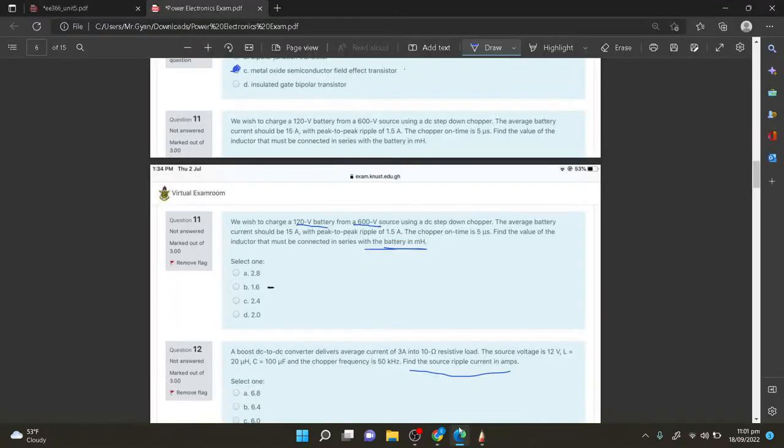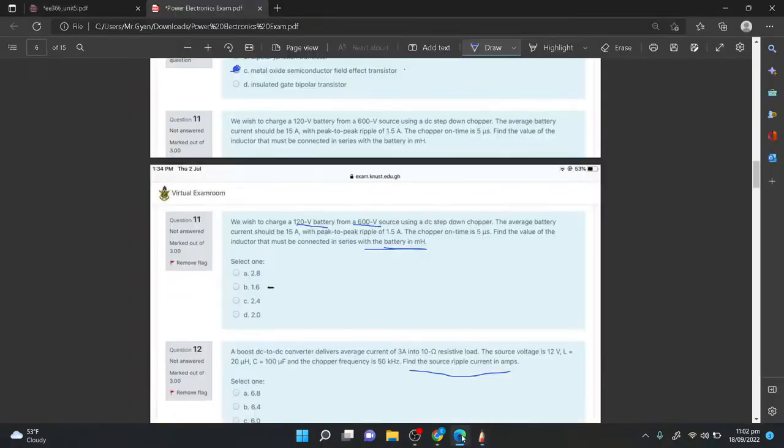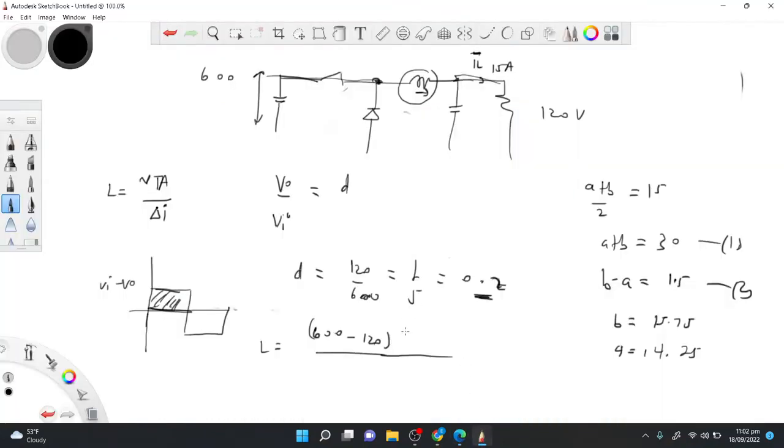We're given the frequency. Okay, we're given the chopper on time. So that's the dt. We've been given the dt straightforward, so there was no need even solving for D. That's the on time as 5 microseconds. So 5 microseconds over delta I. Delta I was 1.5.